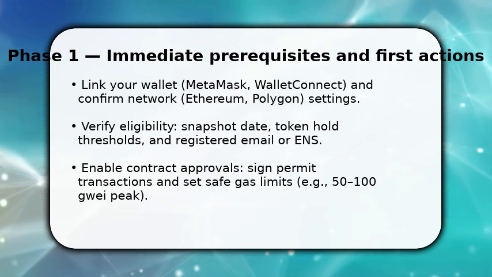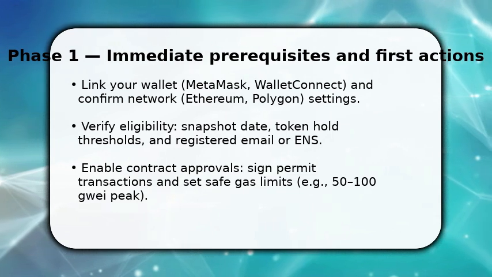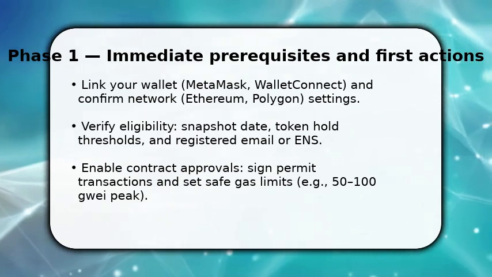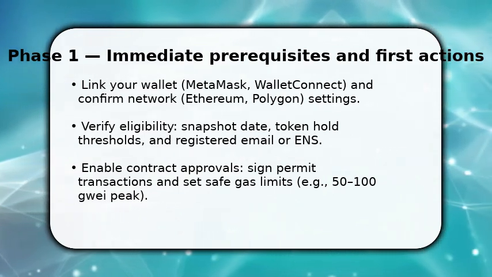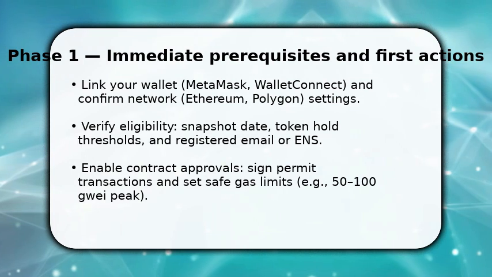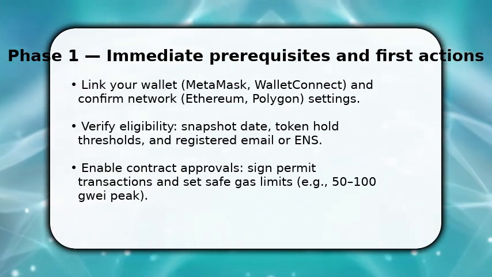Next, enable contract approvals. Sign the permit transactions the site requests and set a reasonable gas limit to avoid failed transactions. Make sure to confirm the network matches the airdrop chain and review requested permissions before approving. Don't just click through. Next, execute the claim flow.